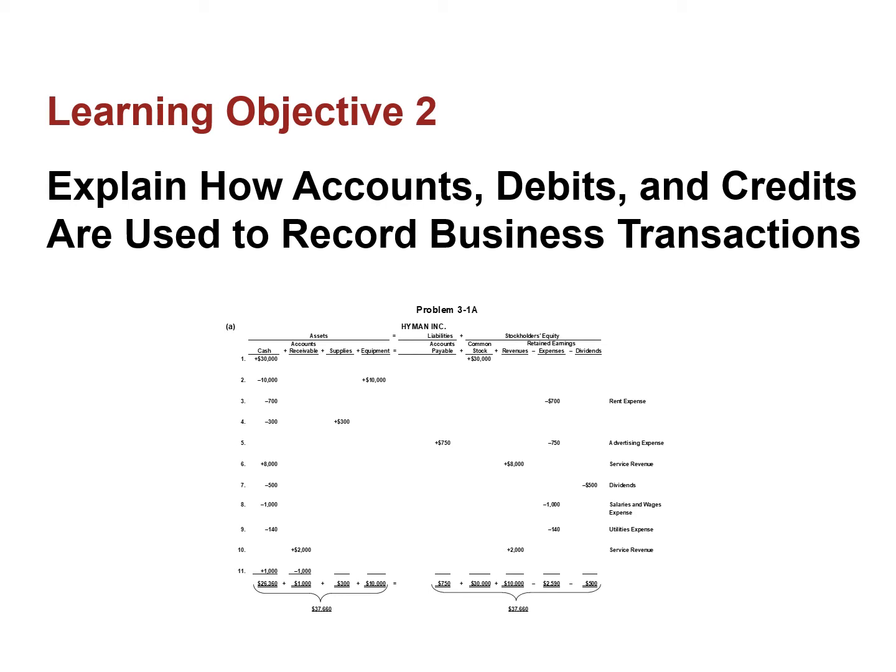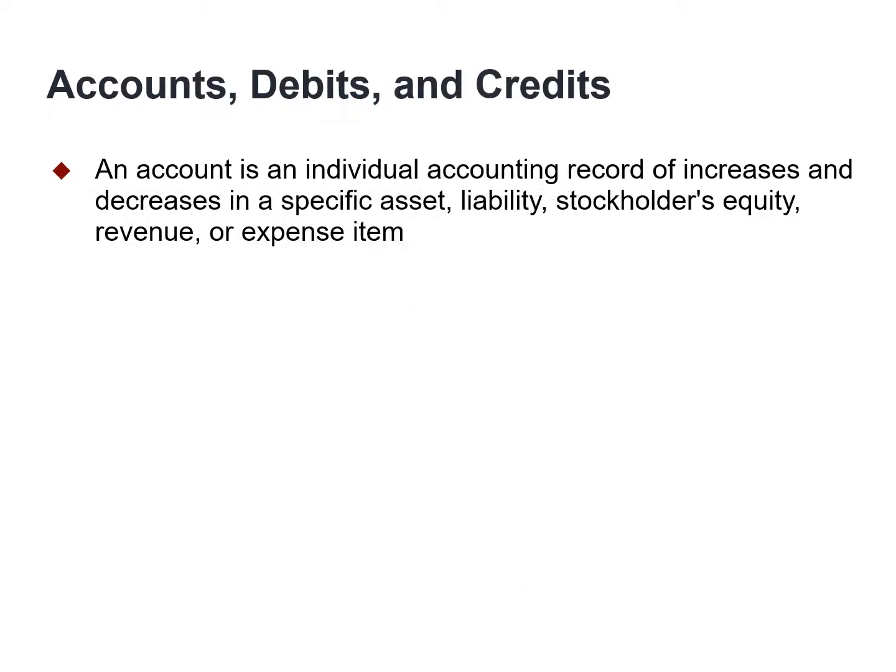This will involve accounts, debits, and credits. An accounting information system uses accounts. An account is an individual accounting record of increases and decreases in a specific asset, liability, stockholders' equity, revenue, or expense item. So companies have separate accounts for cash, accounts receivable, accounts payable, service revenue, rent expense, and so on. Please have your chart of accounts handy to make sure you use the correct account titles. Do not use phrases such as paid cash, bought supplies, or performed services as account titles.